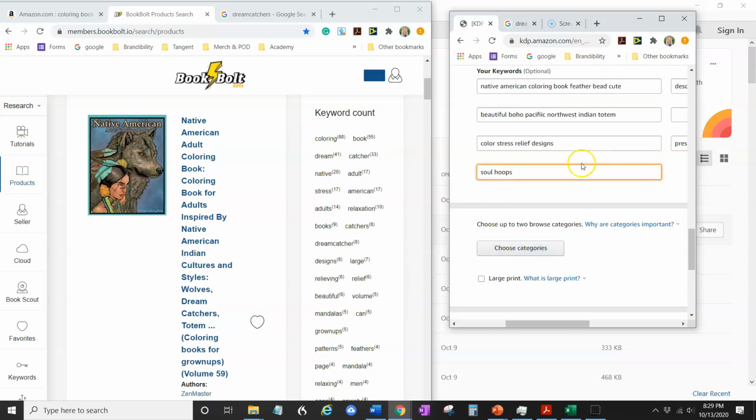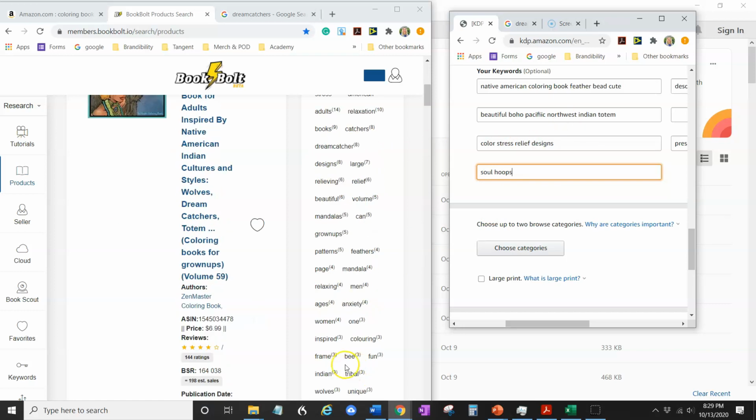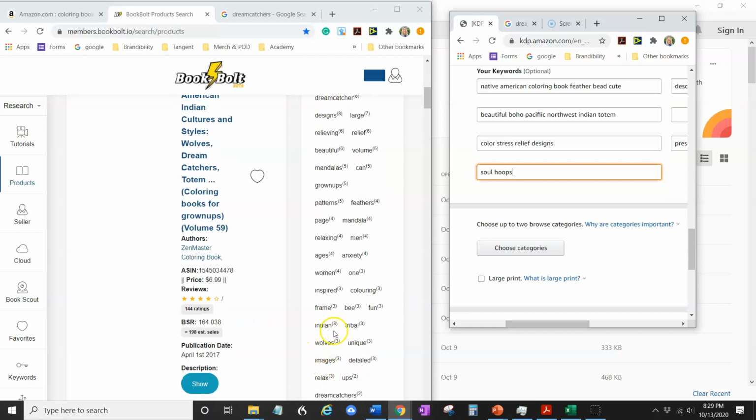But like mandalas, what's other words? Relaxation, Indian, tribal. I think we had Indian in there, right?